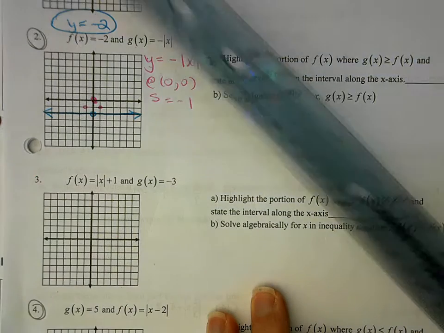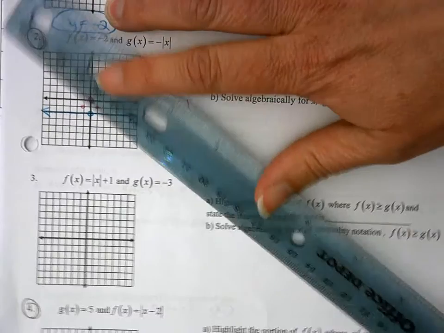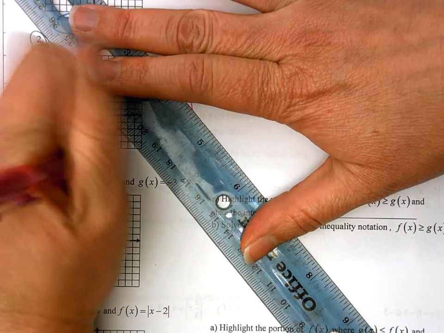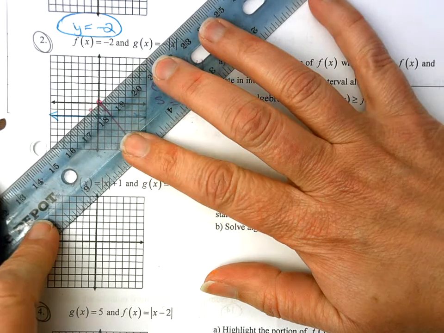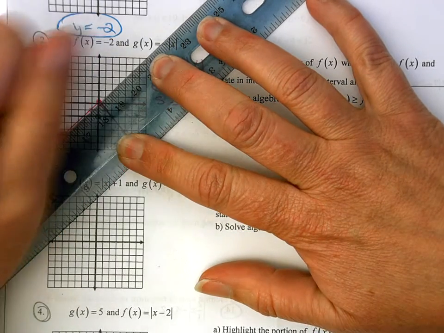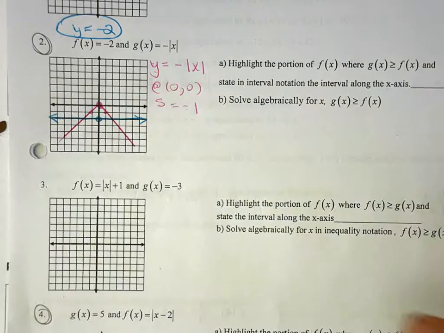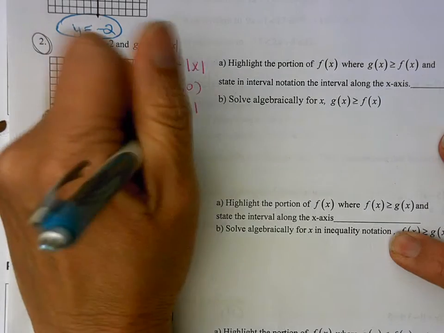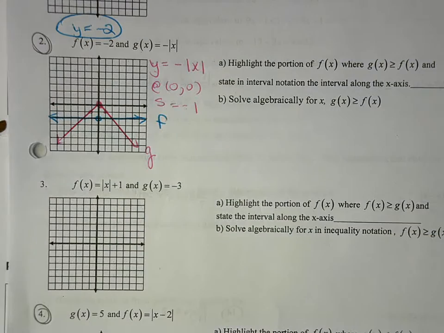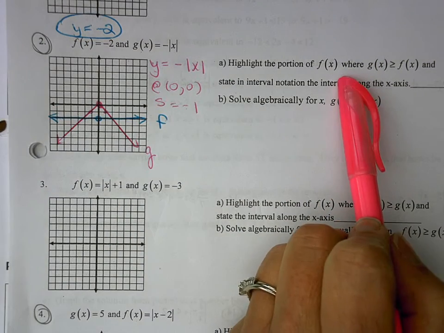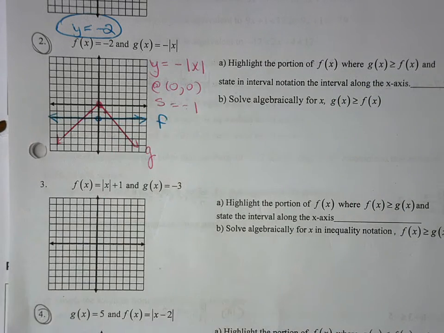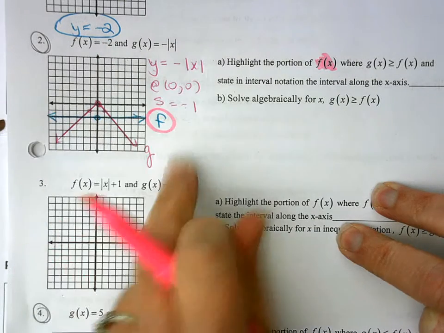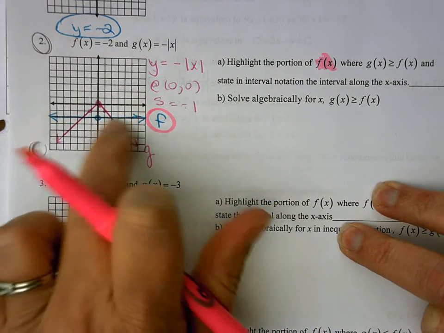And then I'm going to use a straight edge so that I can graph this accurately and find my intersection points easy. So this is g and this is f. Okay, so now it's asking me to highlight the portion of f of x. So that means I'm going to highlight something along the blue. So if I want to highlight f of x, I'm going to circle this so that I know when I highlight, I'm going to highlight whatever is on that line.